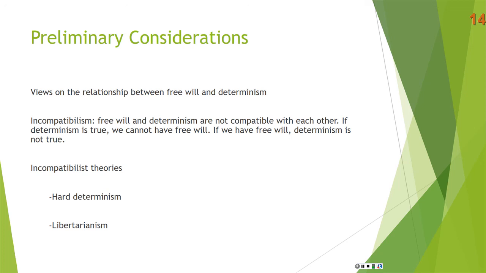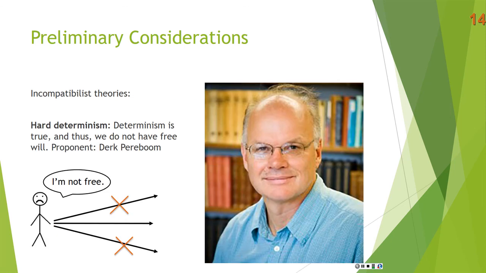The hard determinist says determinism is true. The libertarian says we have free will. And they both agree that freedom and determinism are incompatible. So, here you have Derk Pereboom, he says that determinism is true and thus we do not have free will. So you got this poor person here.